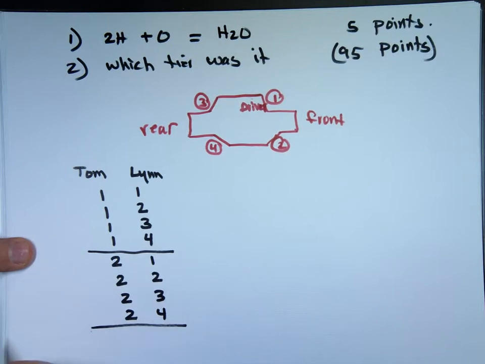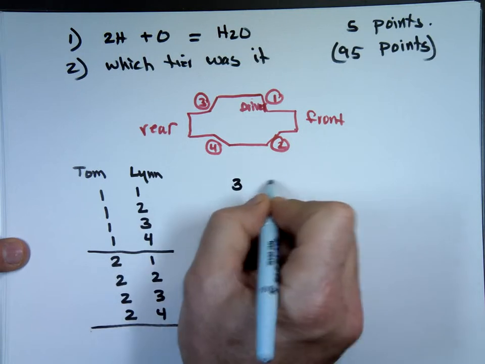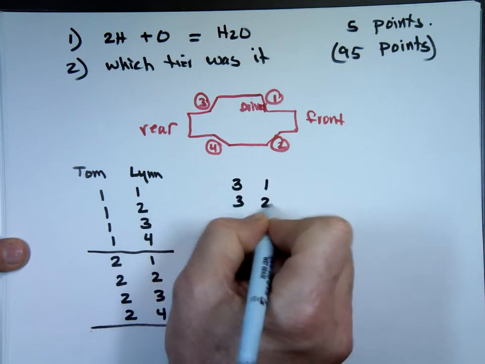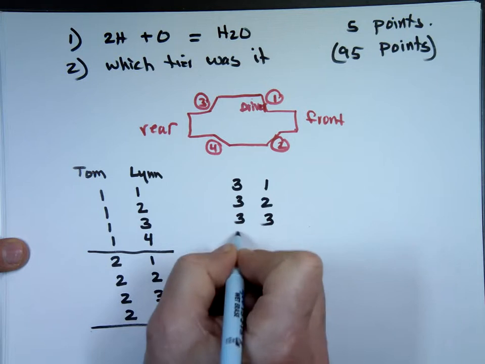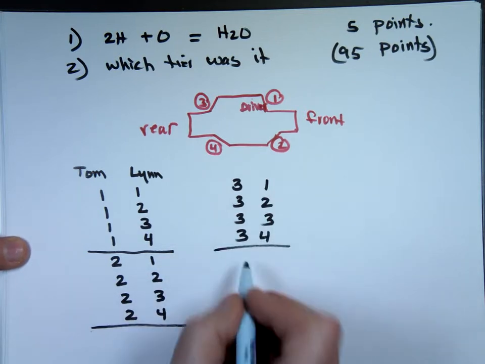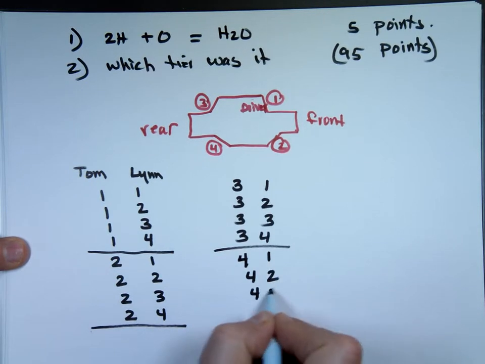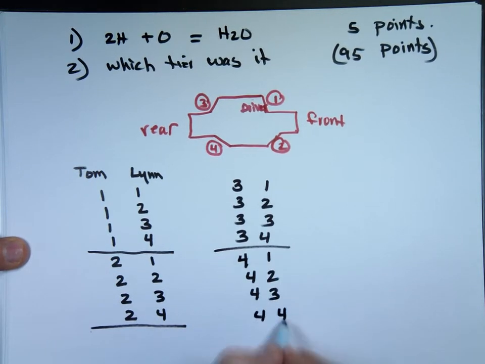Hopefully the car has only 4 tires. Tom will say tire 3, Lynn will say 1, 2, 3, or 4. And the last possibility, Tom will say tire 4, Lynn will say 1, 2, 3, or 4.